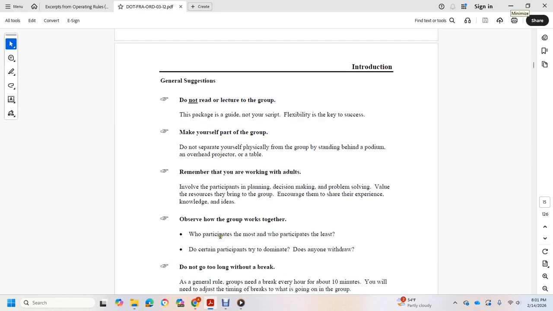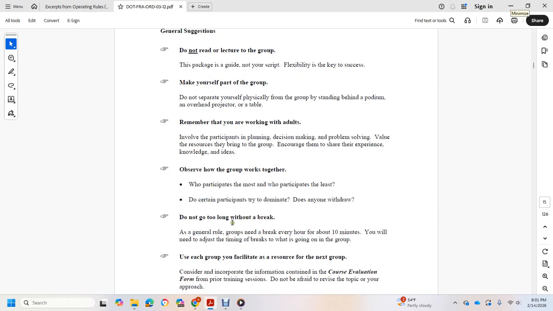Observe how the group works together. Who participates the most, who participates the least, and do certain participants try to dominate? Does anyone withdraw? Do not go too long without a break. As a general rule, groups need a break every hour, of about 10 minutes. You will need to adjust break times to what is going on in the group.